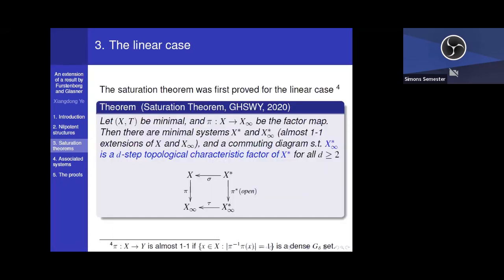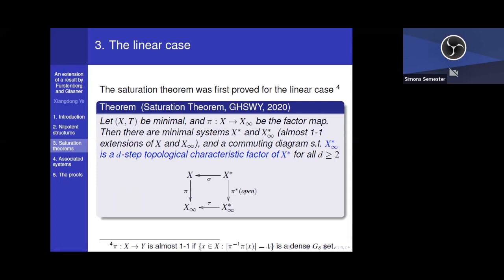Okay, so this is the form we formulate like this. Let (X,T) be minimal and π from X to X_∞ the infinity-step pronilfactor. So this is a factor, but the π is not necessarily open. So we need some modification. This is called almost one-to-one modification.